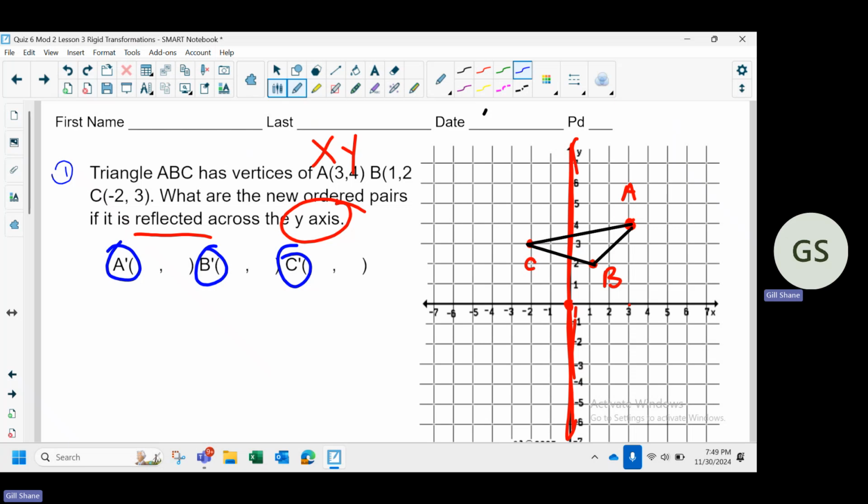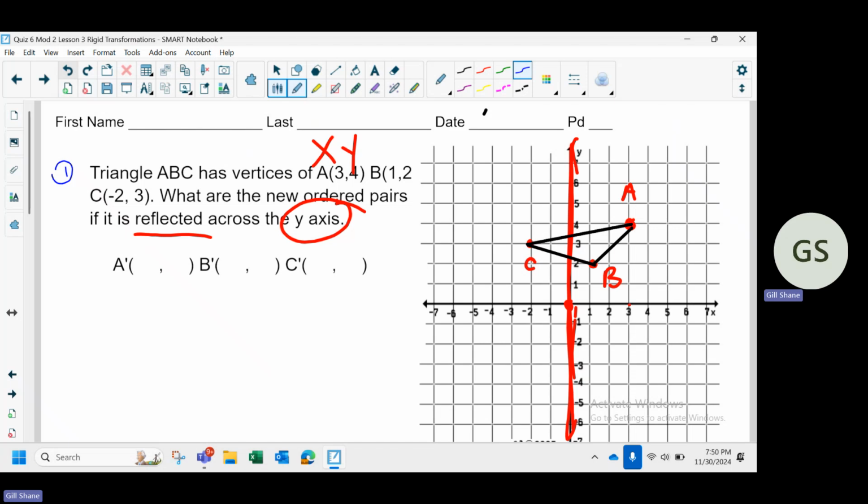So with that in mind, I've already outlined the line of reflection is the y-axis. So that's the red line going up and down. We've put the 3 points on the graph. So now I'm going to graph it. You don't have to graph it if you can kind of figure the rule out. Basically, the points are just moving left and right.